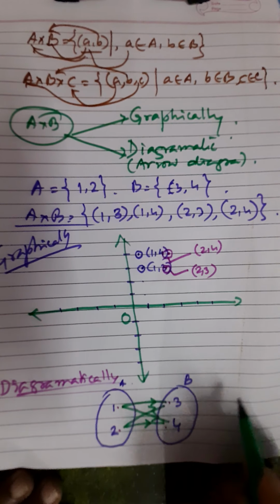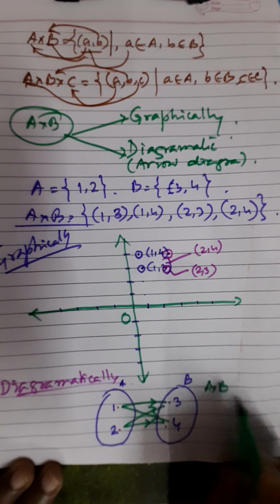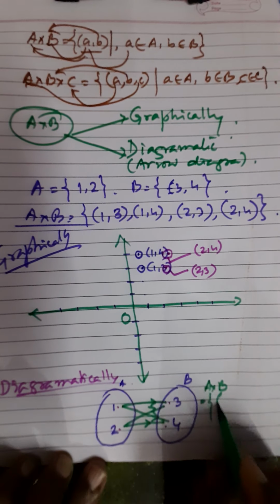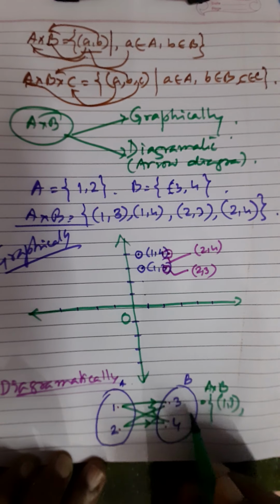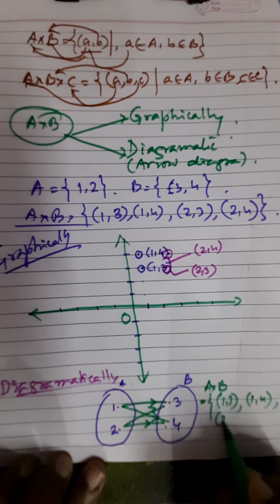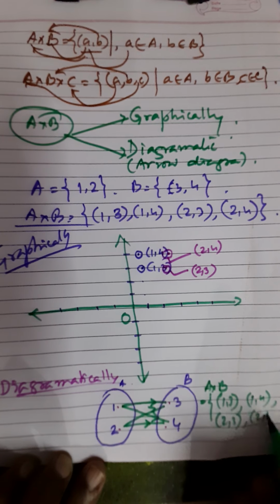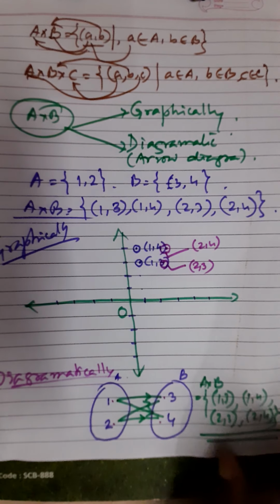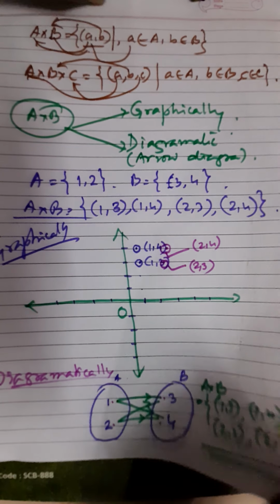So how do you write A cross B? (1, 3), since 1 is connected with 3, (1, 4), then (2, 3), and (2, 4). This is the answer. Okay, so this is how we have to represent things. Next point.